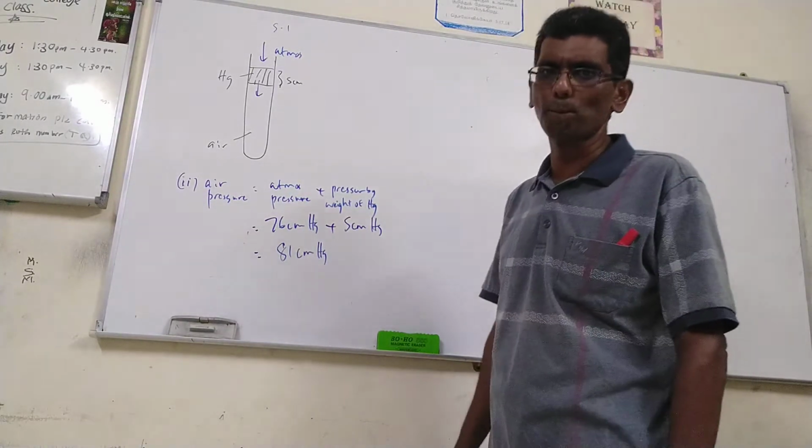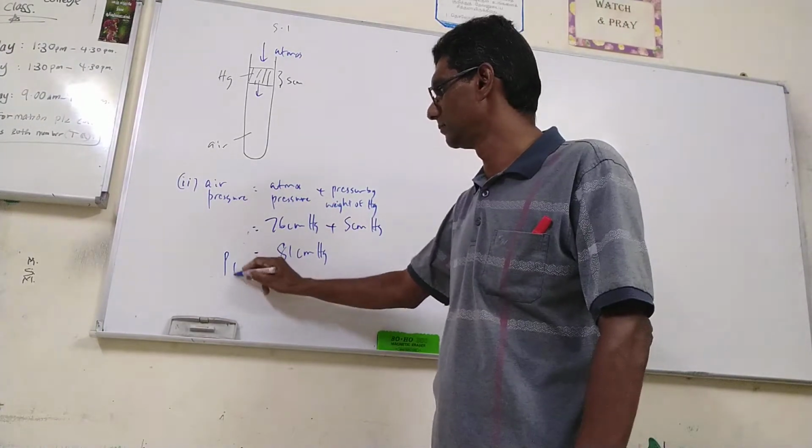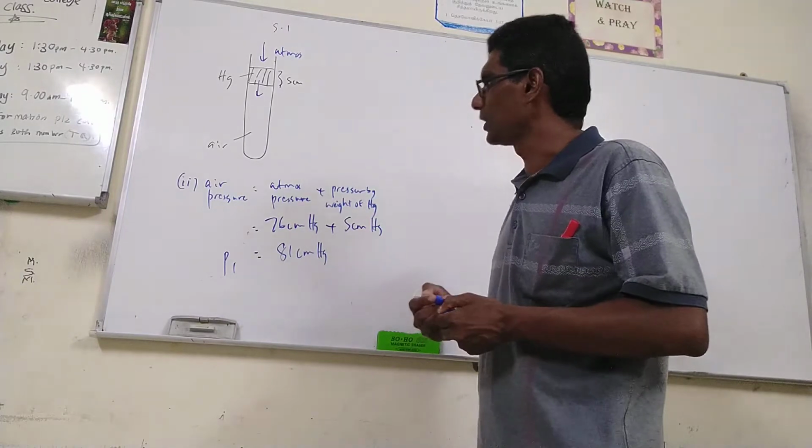81 cmHg. Okay, 81 cmHg, that is pressure 1. Okay, pressure 1.